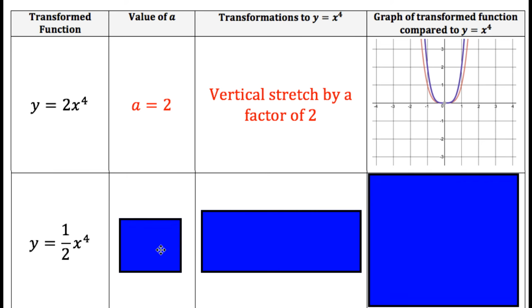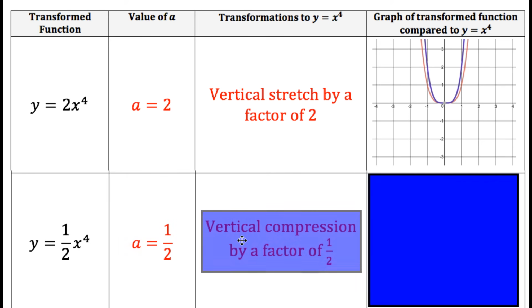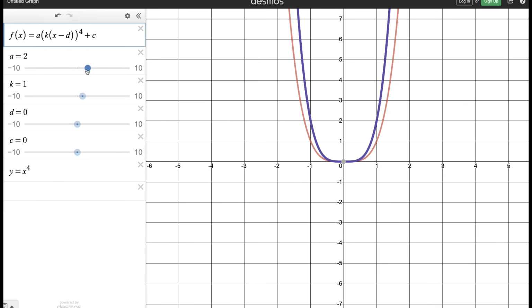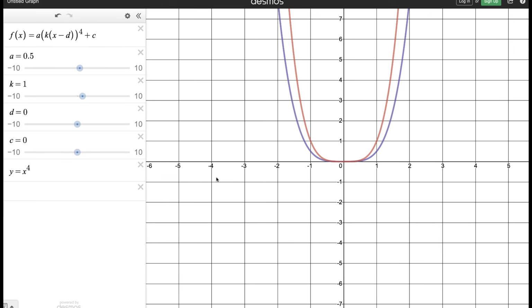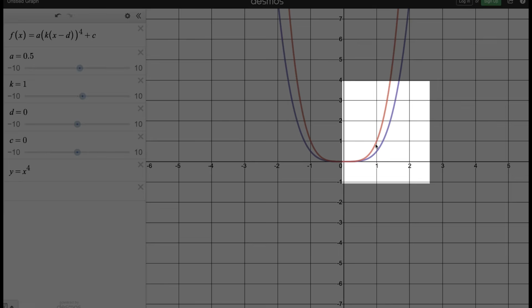If I make a 1/2, well, that would mean the y values are going to be half as high, so that's a vertical compression by a factor of 1/2. So let me show you on here. Let's set a to 1/2, and there we go. Notice that it's been vertically compressed. It's like someone from the top has squished it down. When x is 1, the parent function is at 1, but the transformed function is half as high. It's at 0.5.